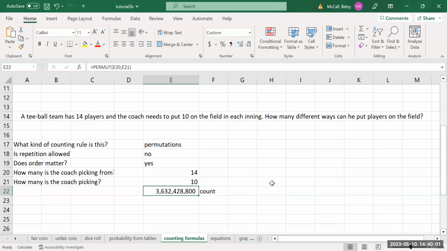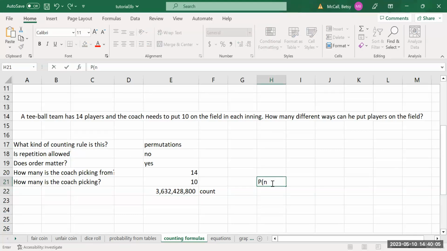Now, the technical formula for this, using the syntax in Excel, with the number you're choosing from first and then the number you're choosing second, the formula is n factorial divided by n minus r factorial. The exclamation points are read as factorials. The factorial is also itself a formula in Excel that you can use.